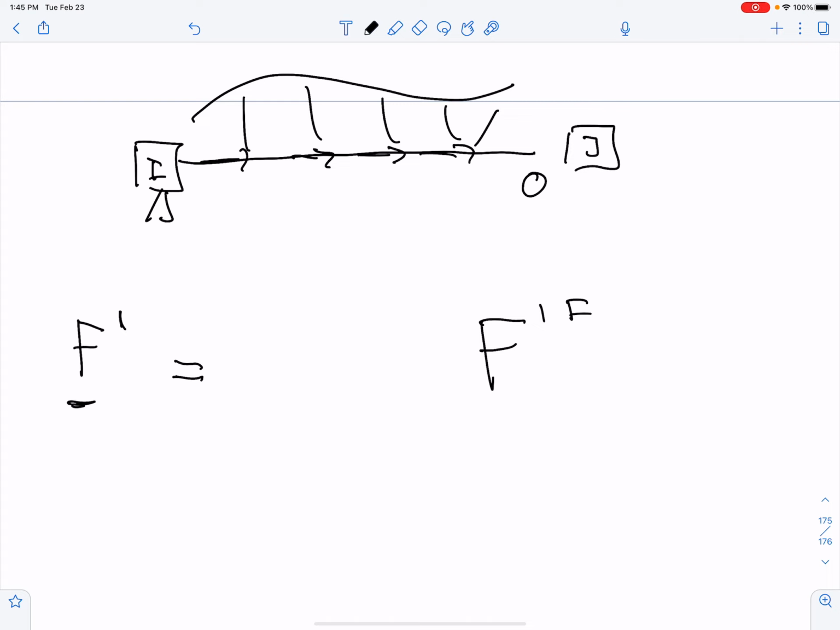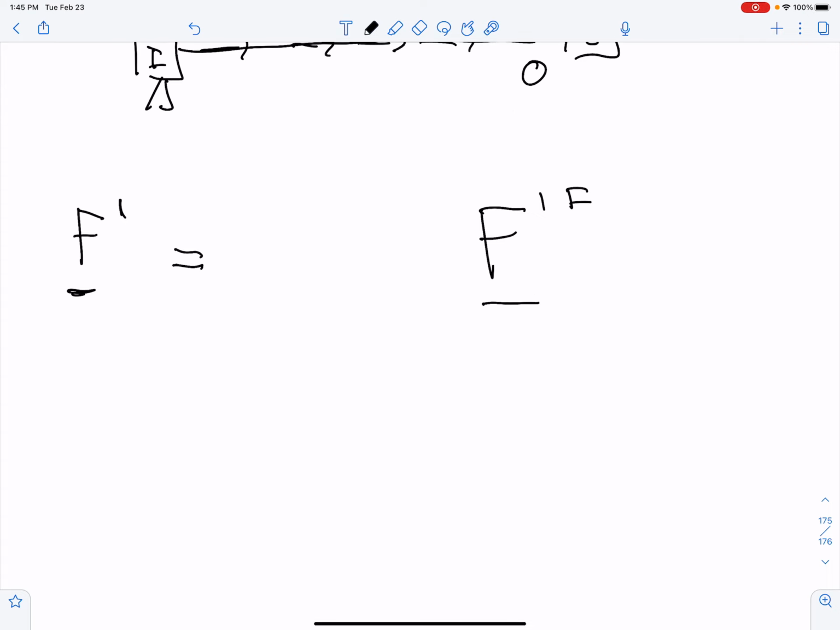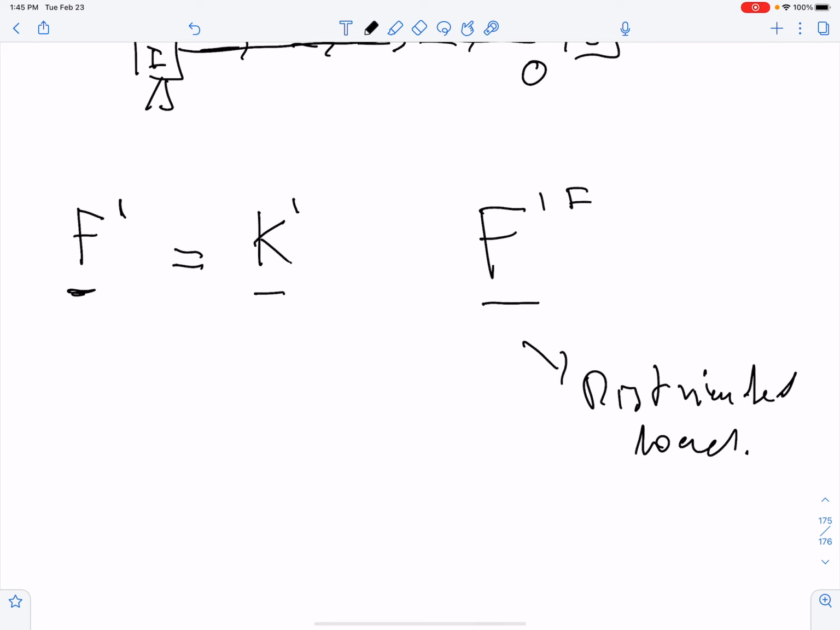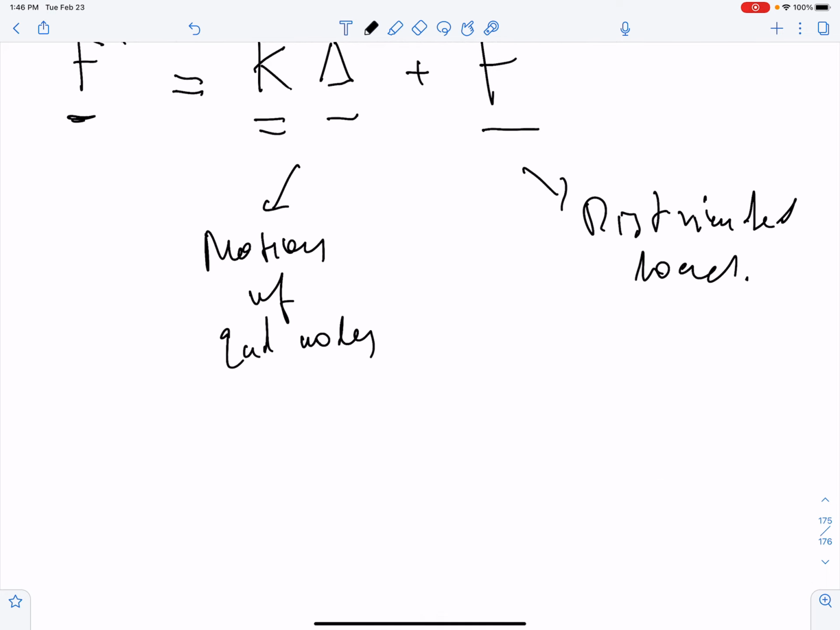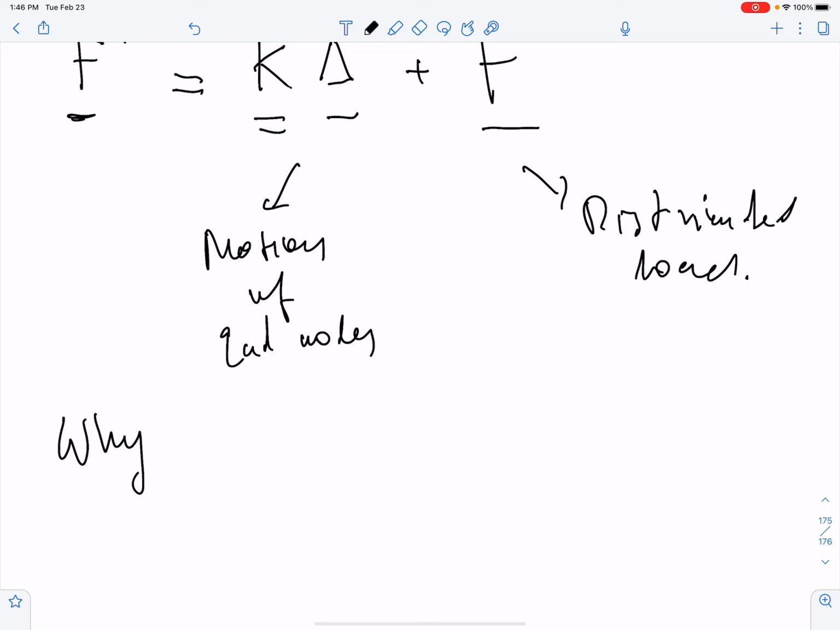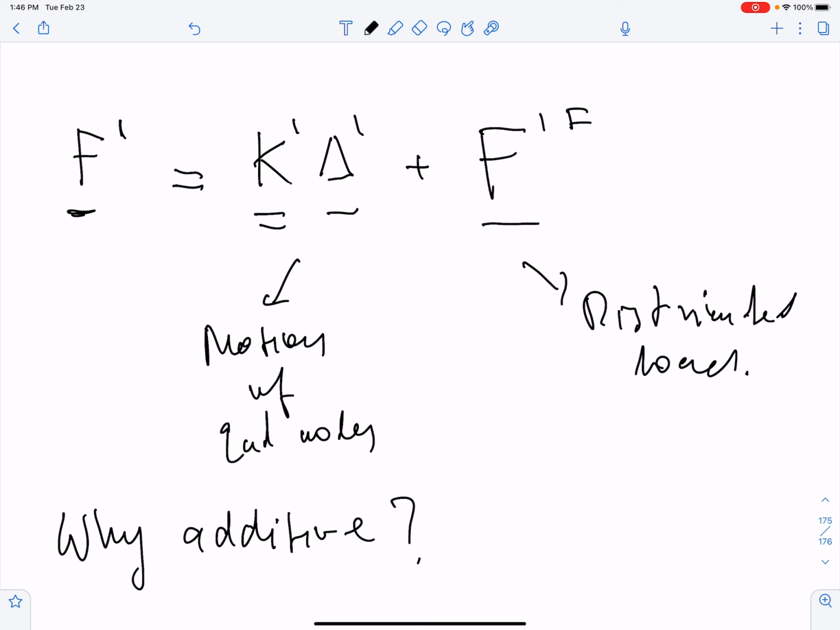F prime F, which comes from a distributed load, okay? And then I have a component that comes from the multiplication of K prime times delta prime, okay? Distributed load, and this comes from the motion of end nodes. Right, the question you may ask, why additive? Meaning, why do you add the two things together and not do anything else?